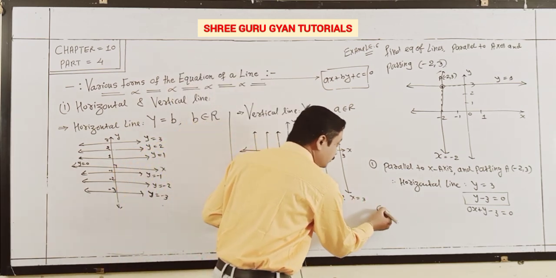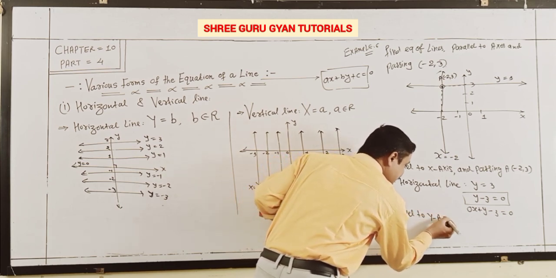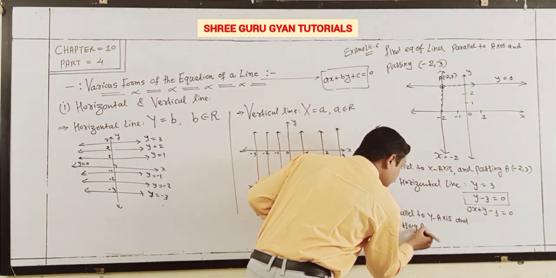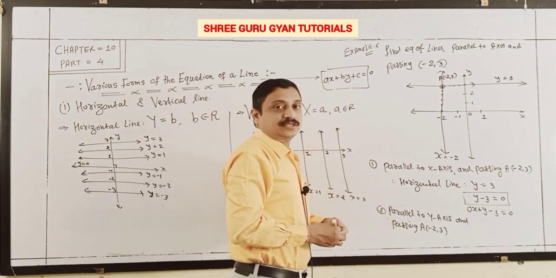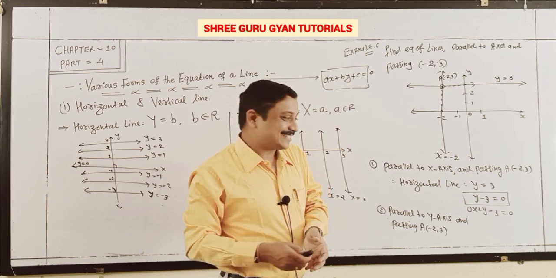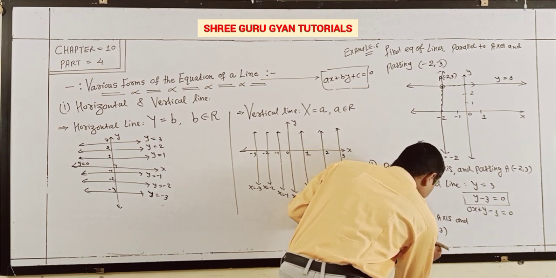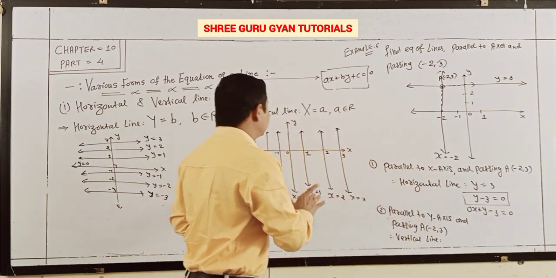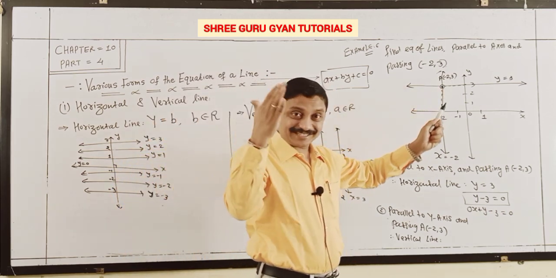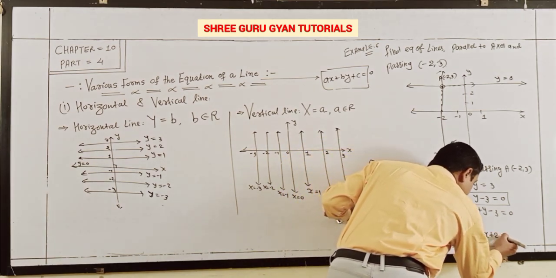Now the second answer: parallel to the y-axis and passing through the same point, minus 2 comma 3. Parallel to the y-axis means it is a vertical line, and for a vertical line you know x is equal to something because it intersects the x-axis. Here it intersects at x is equal to minus 2. So I write x is equal to minus 2. In short, x plus 2 is equal to 0.